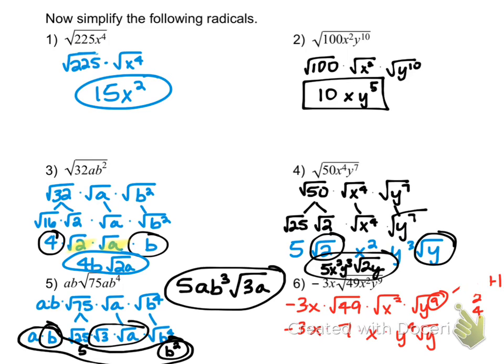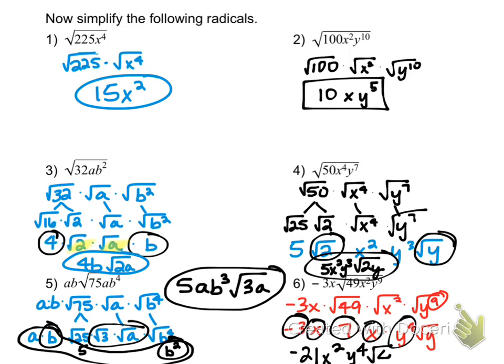All right. So now we can multiply our numbers. Negative 3 times 7 makes negative 21. x times x becomes x squared. Then I have y to the 4th, and then square root of y. So negative 21, x squared y to the 4th square root of y is what you want to leave that as. So simplify it all the way down as far as you possibly can. Pull out everything you can from the square root.